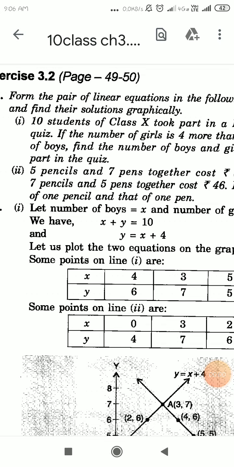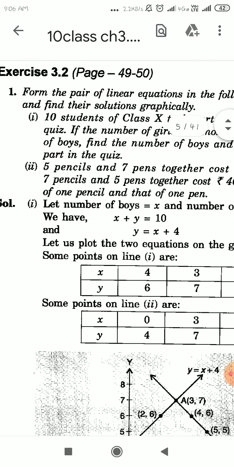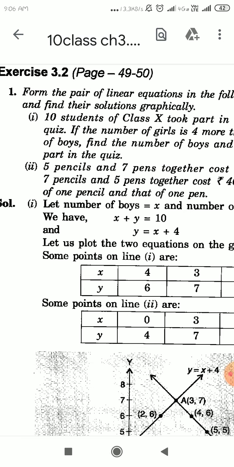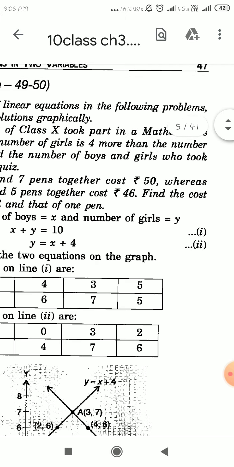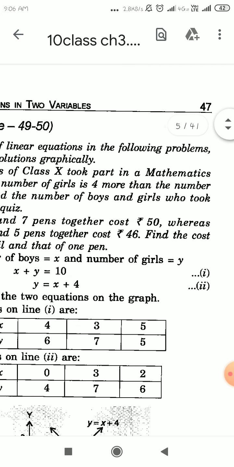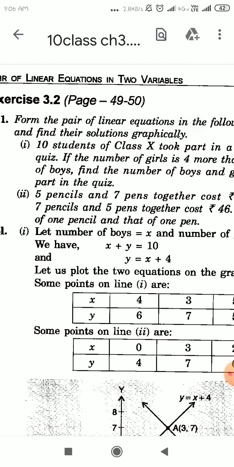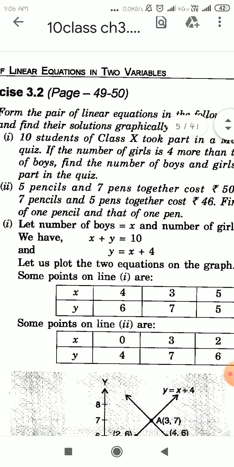To question number 1. Form the pair of linear equations in the following problems and find their solutions graphically. First part, 10 students of class 10 took part in a mathematics quiz. If the number of girls is 4 more than the number of boys, find the number of boys and girls who took part in the quiz.